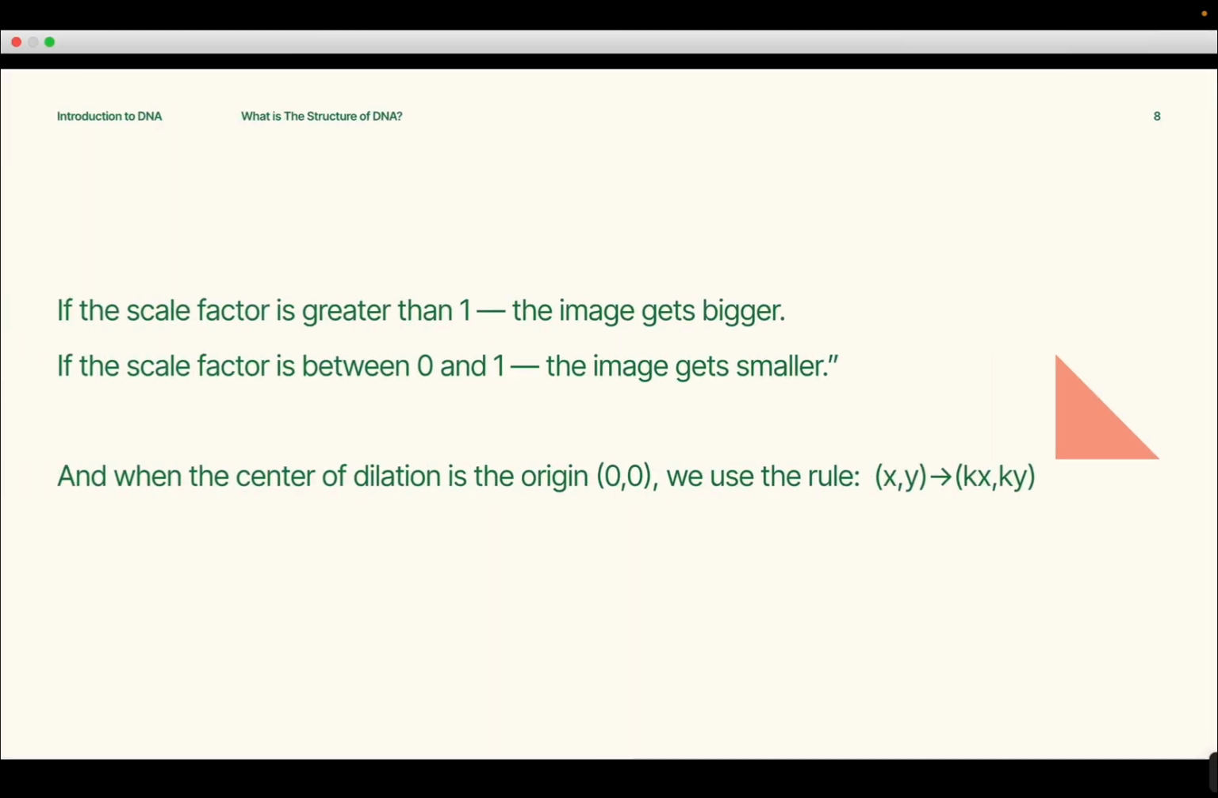There are a few things I want to remind you. If the scale factor is greater than 1, the image gets bigger. If the scale factor is between 0 and 1, the image will get smaller. And when the center of dilation is the origin 0, 0, we can just use the multiply rule, multiplying the scale factor by those coordinates. That would be an easier part, but be careful. If the center of dilation is not the origin, we cannot use this rule.